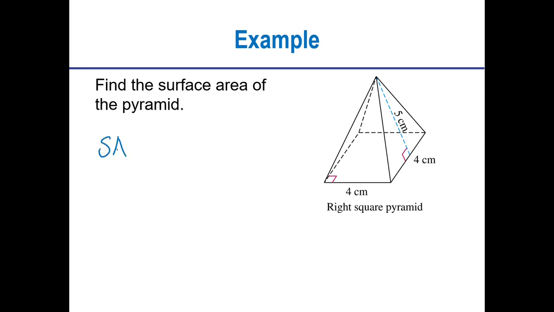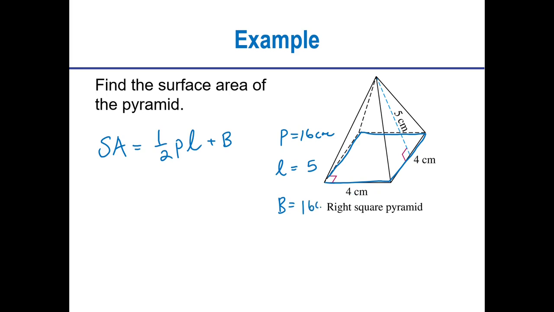Recall the formula for surface area is equal to 1/2 the perimeter times the slant height plus the area of the base. So we'll start with the perimeter. The distance around the bottom is 4 plus 4 plus 4 plus 4, so the perimeter is 16 centimeters. The slant height is 5, so L is 5. The area of the base, since we're talking about a square, is going to be 4 times 4, or 16 centimeters squared.